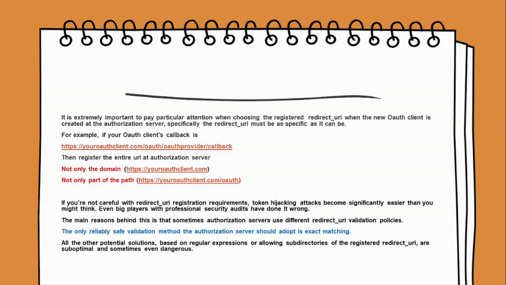All the other potential solutions based on regular expressions or allowing subdirectories of the registered redirect URI are suboptimal and sometimes even dangerous. There are places where the authorization server is designed to allow subdirectory validation. That means you just need to put some domain or slash something, and it is allowing that part, right? That means it's not checking the entire thing. It's not doing exact matching of the redirect URI or the address. So it's a risk, and how it's a risk, we'll see.